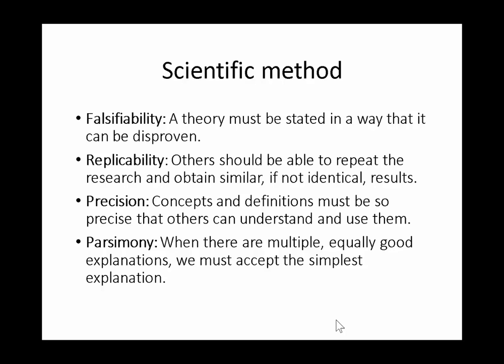Or the last concept that we have here is called parsimony. Parsimony means that when there are multiple equally good explanations, we should accept the simplest explanation. We should not necessarily make things complicated. If we can explain something in a simple way, and we have an equally good explanation that is much more complex, the simple explanation should be preferred. Now that's this idea of parsimony. But we might come back to that. But falsifiability, that's the key thing to take out of here.